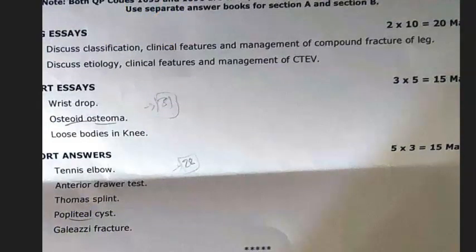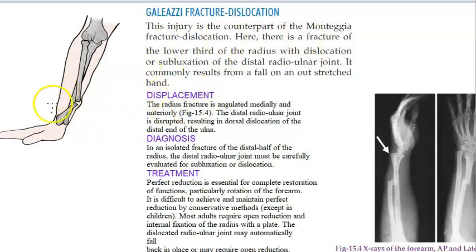Galeazzi fracture. Okay. So this Galeazzi fracture, you can see fracture of the forearm, again on an outstretched hand. If you fall, you will have it. So what do you see here? You can see that the thumb side is fractured. That means the lateral, which bone do you have? The radius, right?